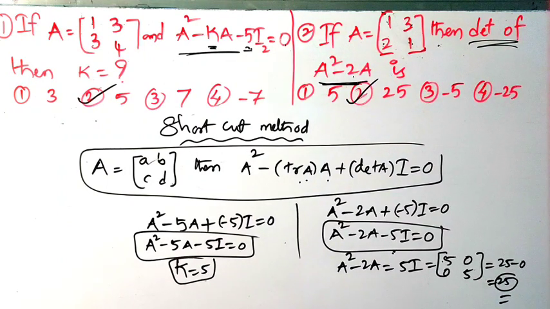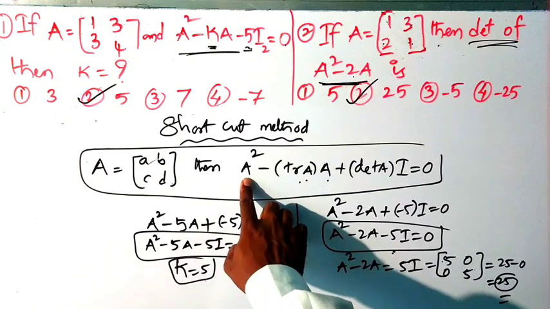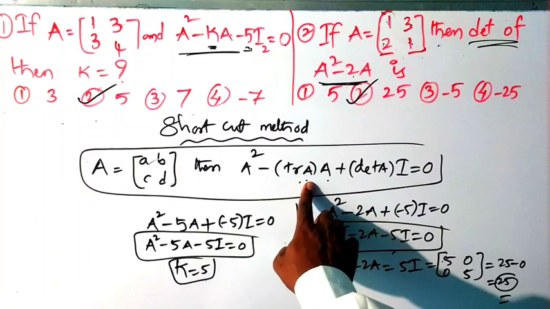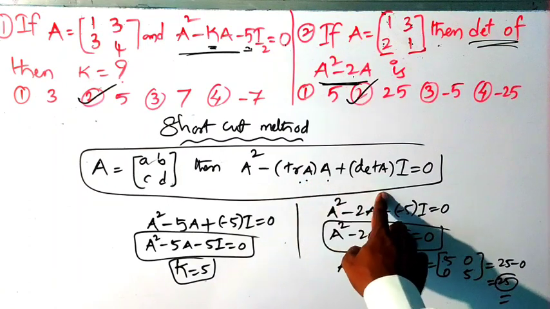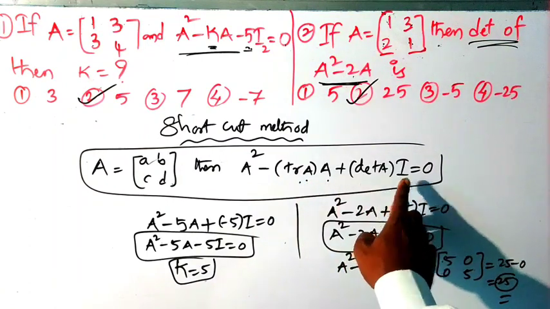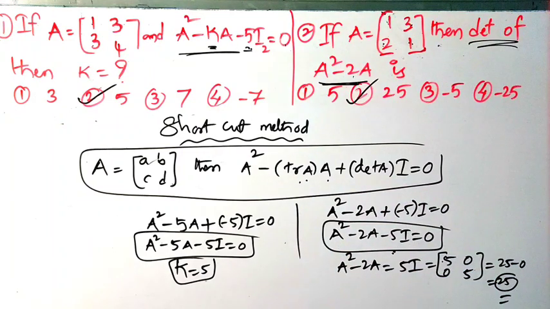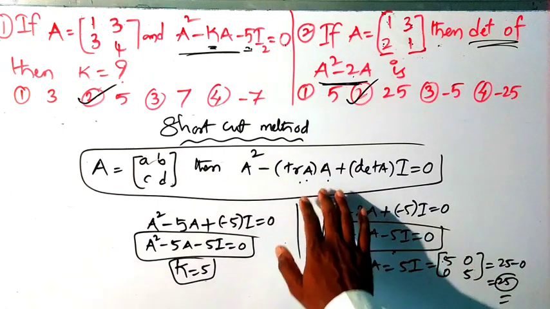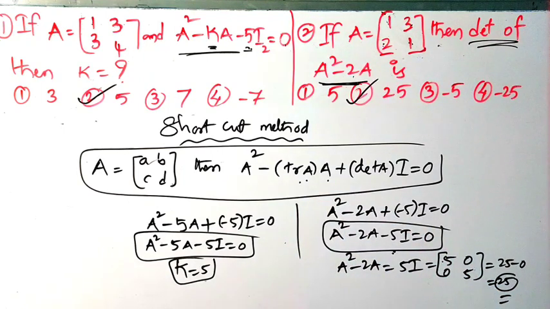So this is the very easy method. For any square matrix of order 2, you know the condition A square minus trace of A into A plus det A into I equals 0. So that is the condition here. So remember this condition, and any type of problem like this you can solve in fractions of seconds.